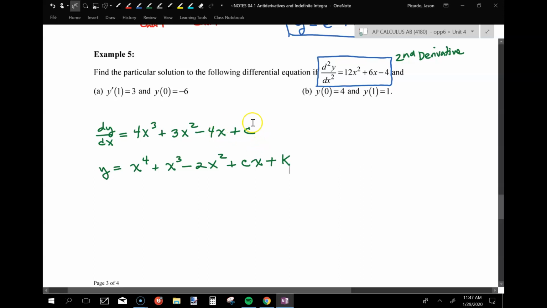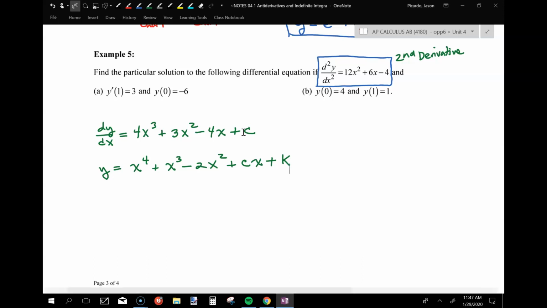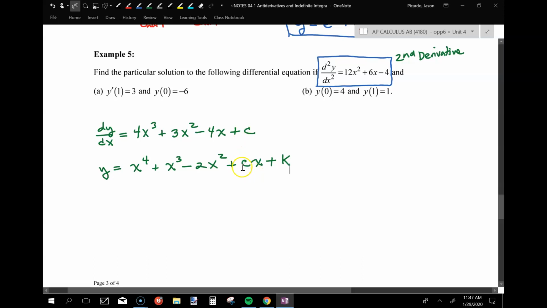Okay, so if this were a 5, what would be the antiderivative of that? 5x, right? So it's some constant, which means that antiderivative is cx. Everybody good? Okay, so here's what we're going to do. This says that within the first derivative, when I plug in 1, I get 3. Well, here's my first derivative, right? So when I plug in 1, I should get 3.